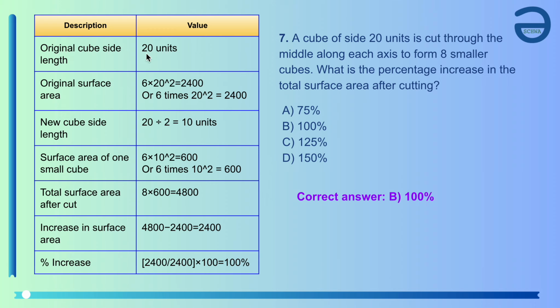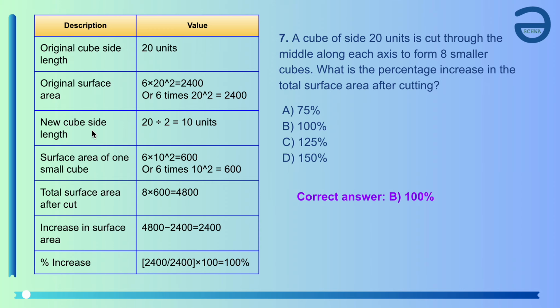So the cube is 20 units each side. Then we need to calculate the surface area. So there are 6 surfaces for every cube: up, down, left, right, and front, back. You can see that with a real cube you might have at home or wherever you are right now. So 6 sides into the area of one side, which is 20 into 20, which is 2400. So 6 times 20 square is 2400. That's the original surface area of that big cube.